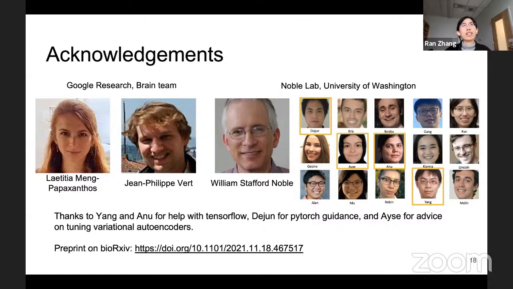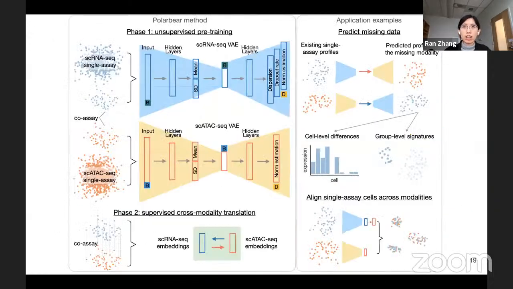But in the case of integrating them, I think one challenge is the potential batch effects. So in our current model, we specifically account for the batch effects, and we can see that the batch effects are somewhat removed, but there may be more effort needed to better correct the batch effects by forcing them to project to the same space in some scenarios.